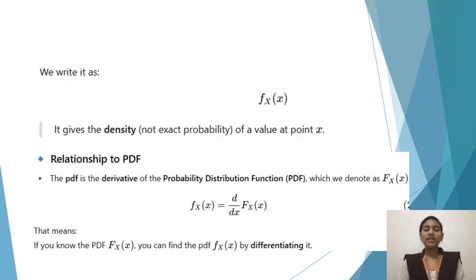Now let us discuss the relation between capital PDF and small PDF. The small PDF is the derivative of capital PDF, which we denote as Fx of x. Now the mathematical equation is small fx of x is equal to d by dx of capital Fx of x. The relation between these two is differentiation. That means if you know the value of capital PDF, you can find the value of small PDF by differentiating it.